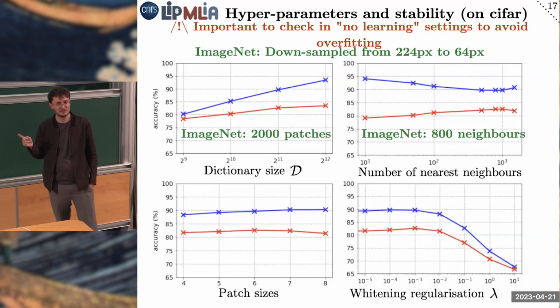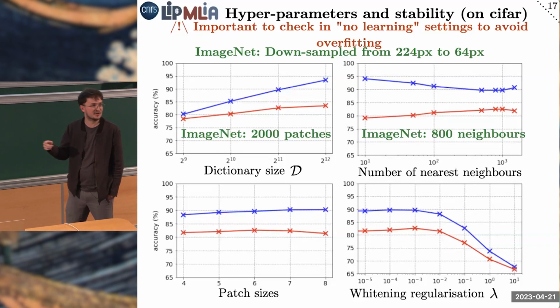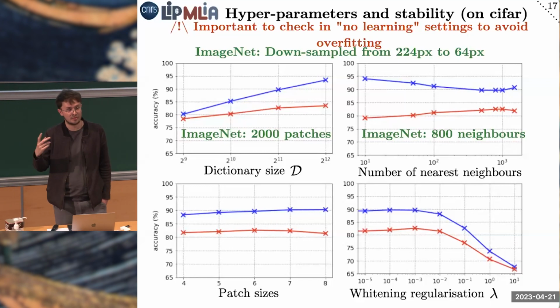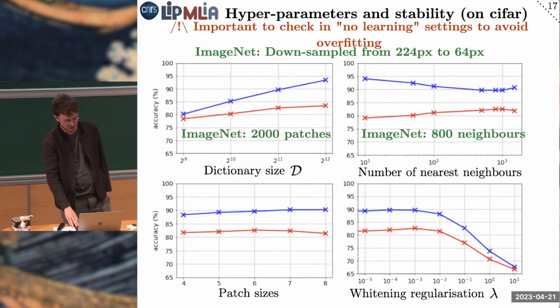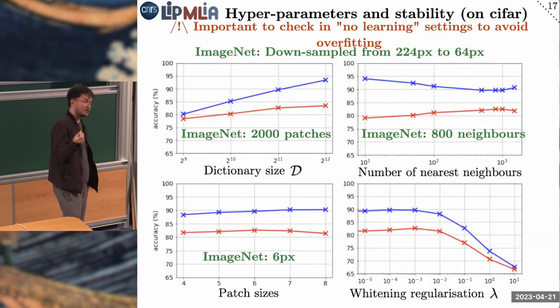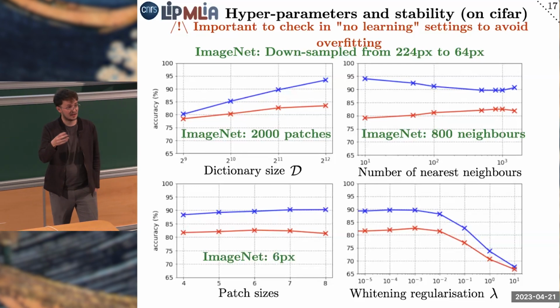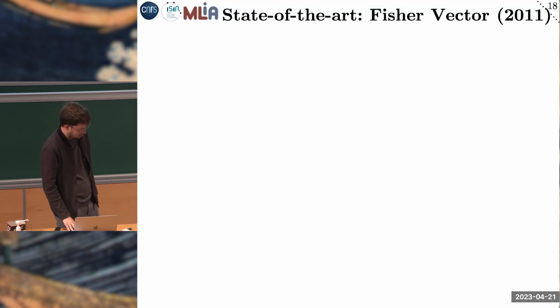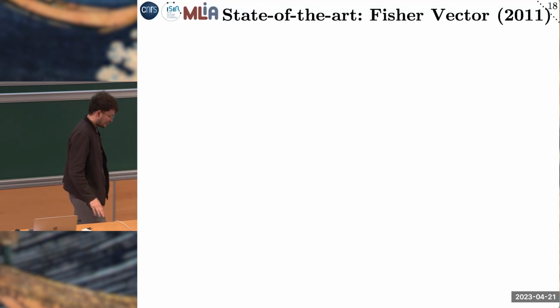This is always a surprise to me because I would have expected those patches to be embedding in some low-dimensional space. But the number of nearest neighbors that we use is something which is important. That's a surprise. Super small patches, 6 pixels only for the dictionary. And the weight decay was fixed.